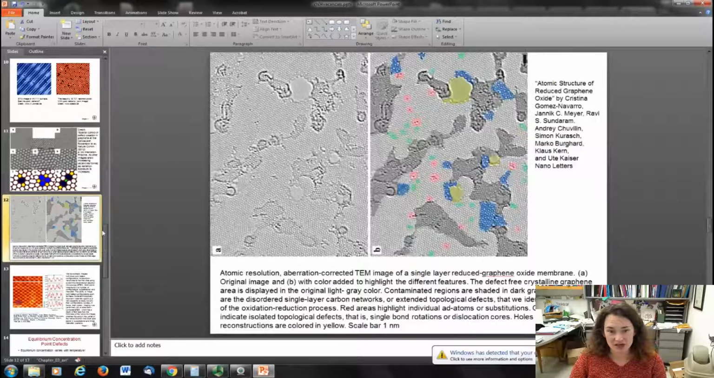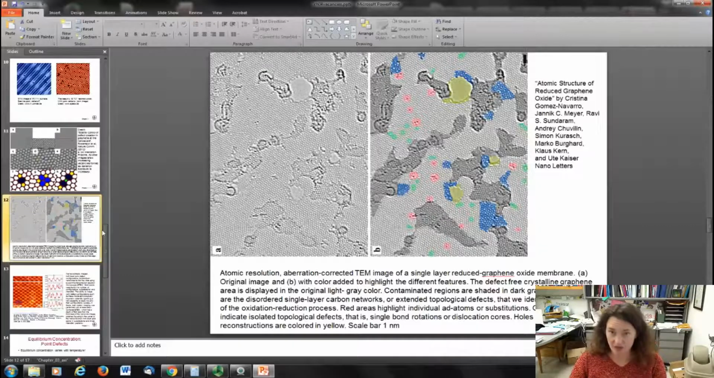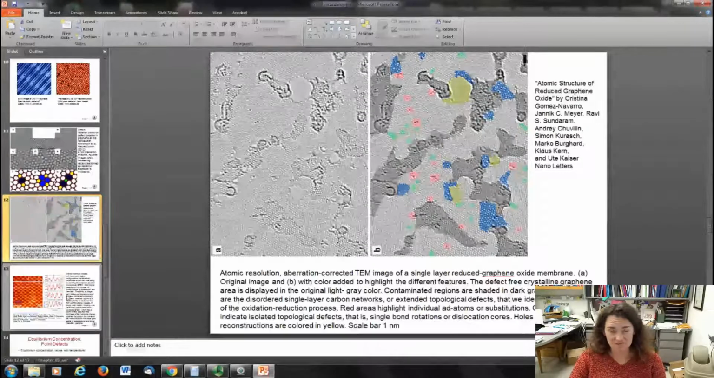And then here is an aberration-corrected transmission electron microscope image of a single layer of graphene oxide. You can see here they've taken the raw image and then color-coded it to show the types of defects. Blue regions are one kind of defect, disordered single-layer carbon networks. Red areas are individual add atoms or substitutions. Green areas are isolated topological defects like bond rotations or dislocation cores. And holes and edges are in yellow. So they color-coded it for the type of defect, which is kind of fun.